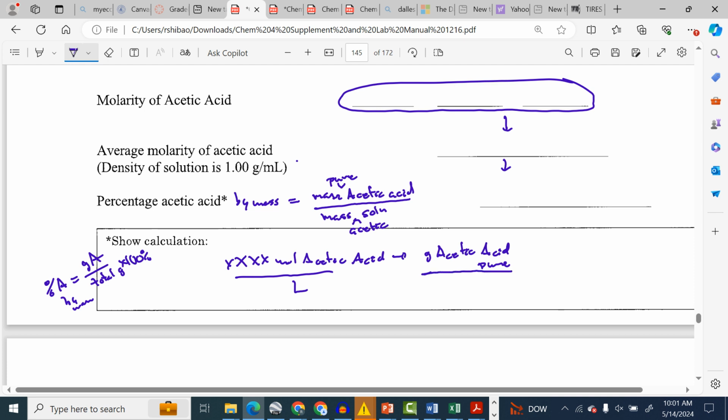How do we go from liters of solution to grams of solution? What do we need? Yeah, we need to go to milliliters, and then we need to go to grams using the density. Problem is they don't give you the density of the solution. We don't know the concentration. The concentration is going to change the density. So this is a bit of information we're missing.